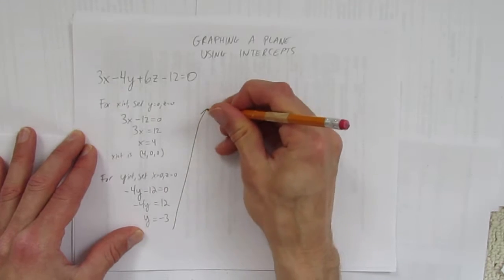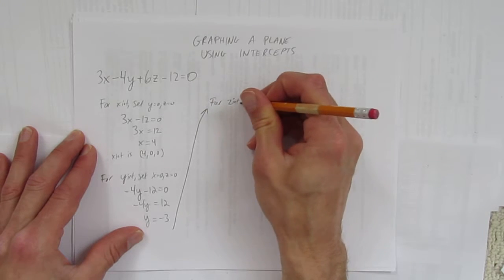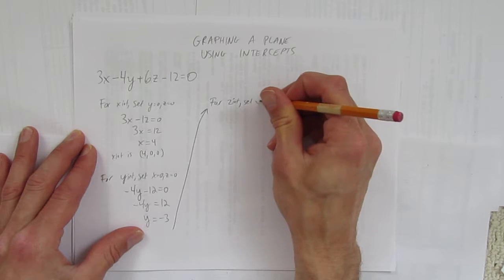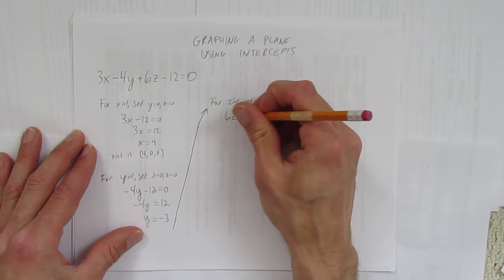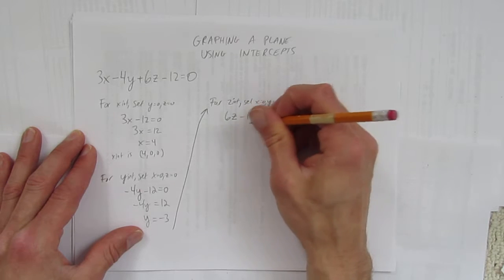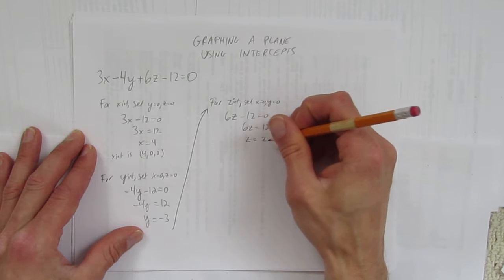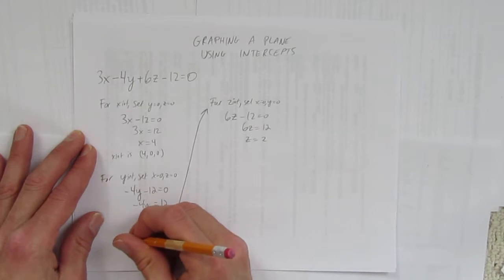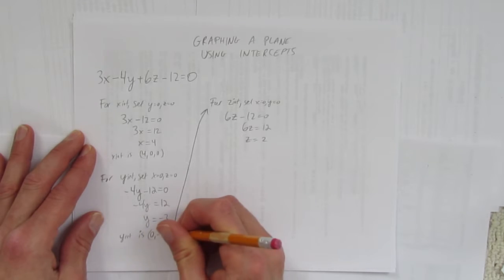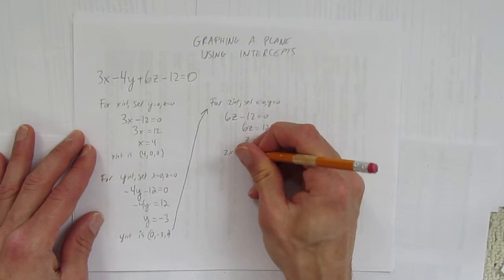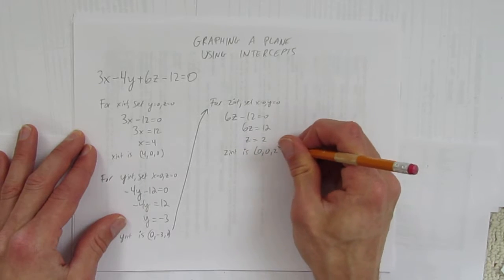And we'll go up here. For the z-intercept, we'll set x equal to 0 and y equal to 0, and we get 6z minus 12 equals 0, so 6z equals 12, and so z equals 2. Oh, and I should write, here we have the y-intercept is (0, negative 3, 0), and here we have the z-intercept is (0, 0, 2).